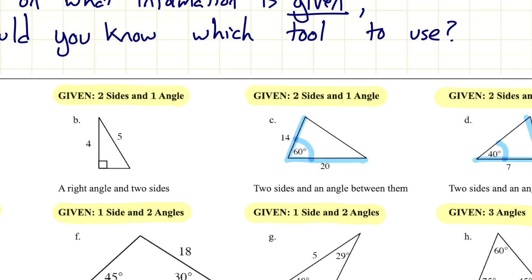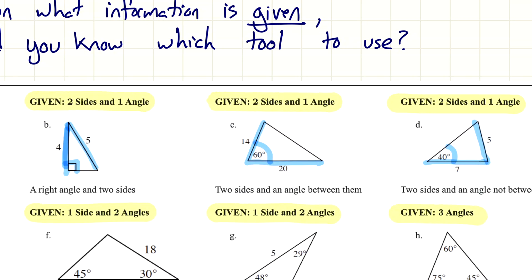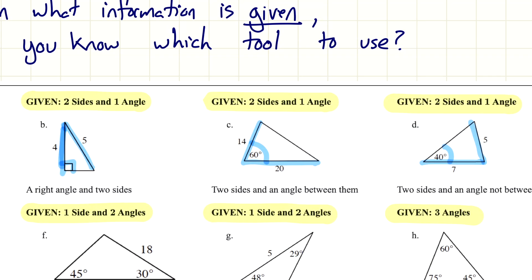And then I guess let me highlight this one. All right, so those three are interesting because it's two sides and an angle, but given to us three different ways. But are we going to use the same tool? Can we use the same tool? Only one of these happens to have a right angle. These don't. The question is, do we have another approach? Can I use really anything?